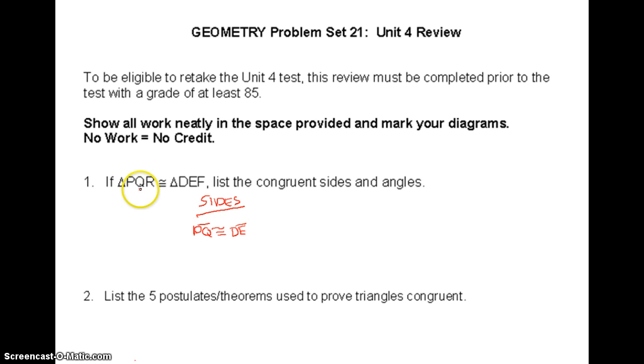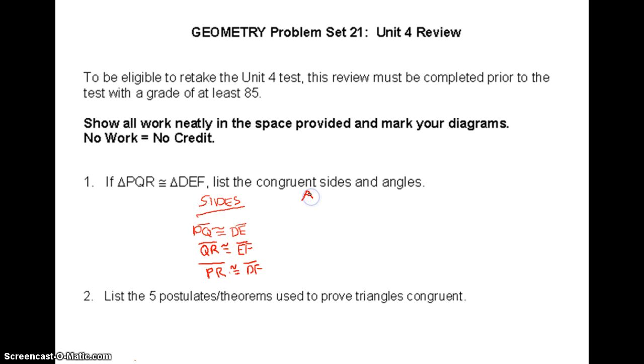And we'll make that line segment. Next we have the second two, QR, line segment QR, congruent to line segment EF. And then finally we have the first and the last one, PR, and that's congruent to the first and the last over here, DF. And those are our sides.